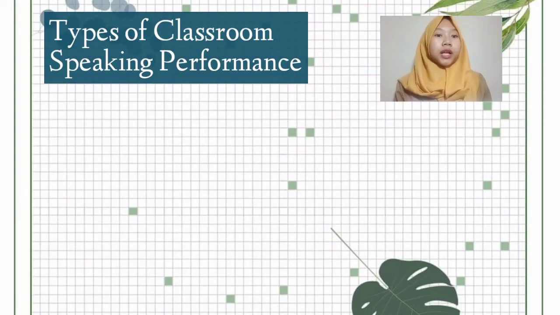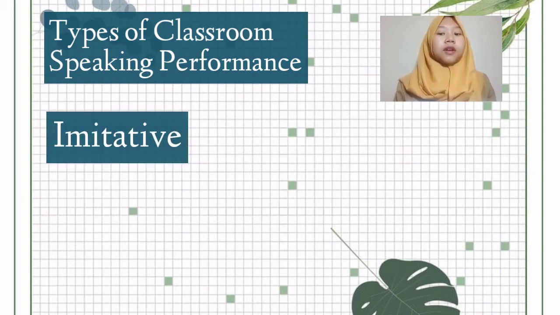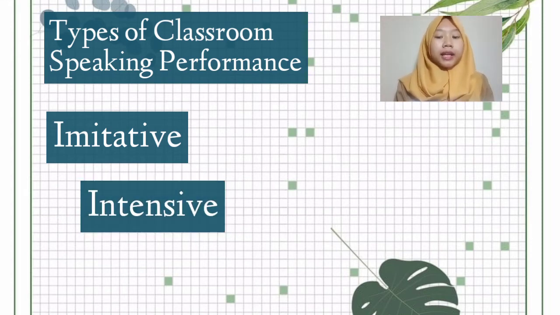Next is about types of classroom speaking performance. There are imitative. Imitation of this kind is carried out not for the purpose of meaningful interaction, but for focusing on some particular element of language form. And second is intensive. Intensive speaking goes one step beyond imitative to include any speaking performance that is designed to practice some phonological aspect of language.